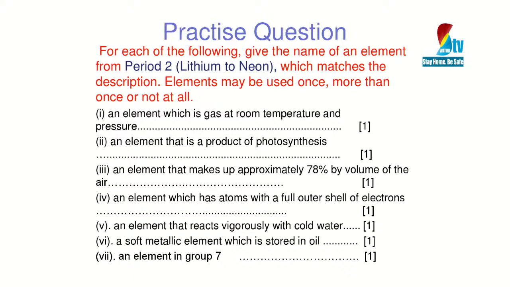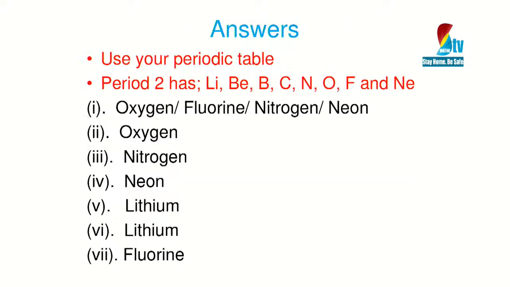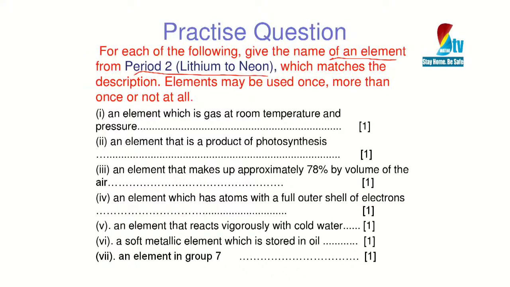Let us do this practice question, dear learner. For each of the following, give the name of an element from period 2, that is lithium to neon, which matches the description. Elements may be used once, more than once, or not at all. So the first question says, an element which is a gas at room temperature and pressure. The answer to that can be any gas that appears there. We can have nitrogen, we can have oxygen, we can have fluorine, we can even have neon. They are all gases at room temperature.